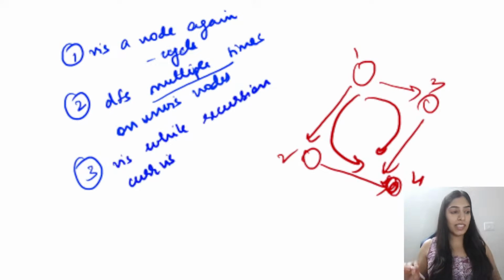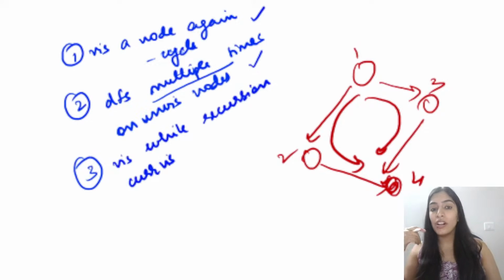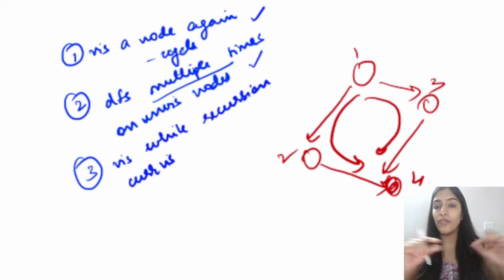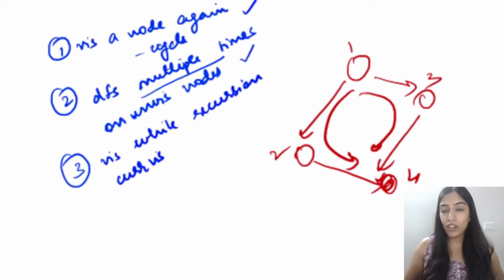Stay with me, guys. First, I said that if we visit a node again, it is a cycle. Second, we have to do DFS multiple times, basically on all the non-visited nodes. Third, we not only have one structure called visited, we also have to have another structure called current visited. Now, let me show how this is going to help us.